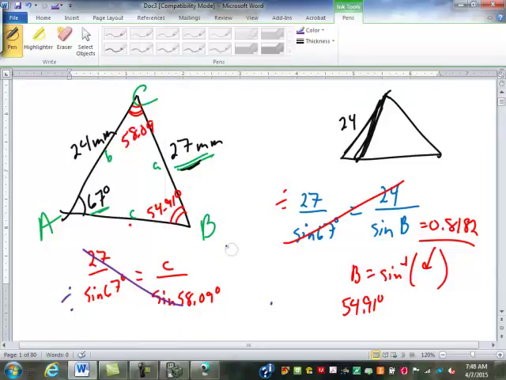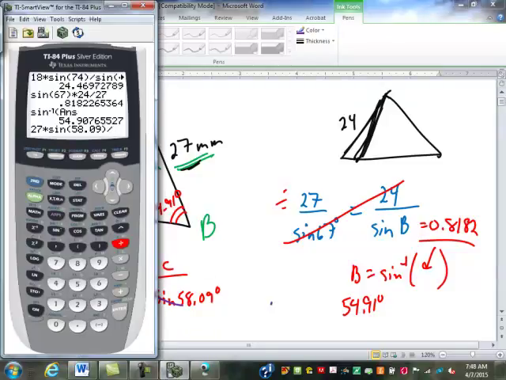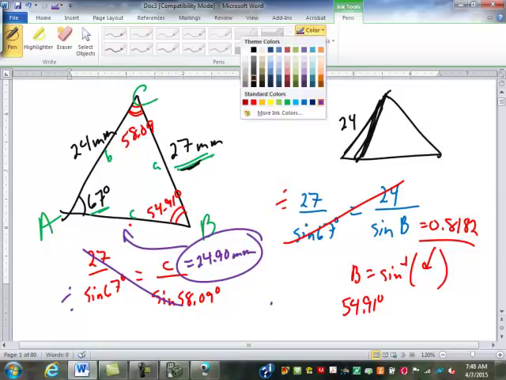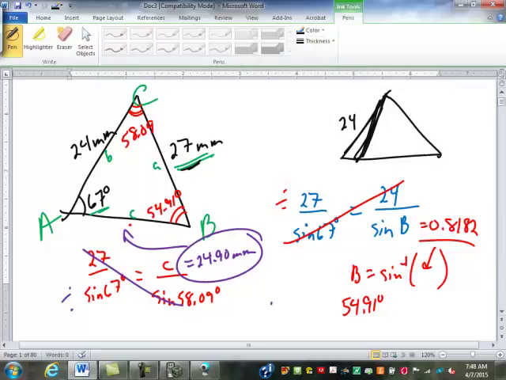Divided by sine of 67. 24.90 degrees, or 24.90 millimeters. Not so bad. Remember, though, there was another case.